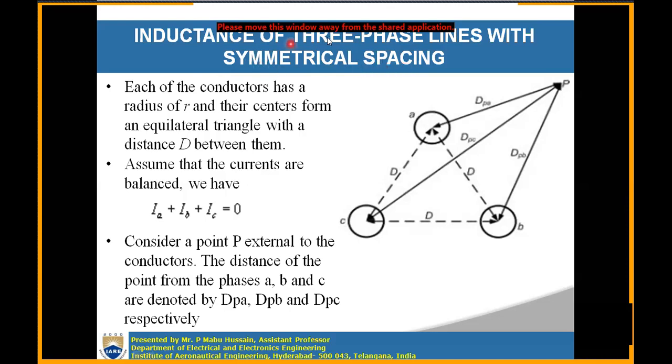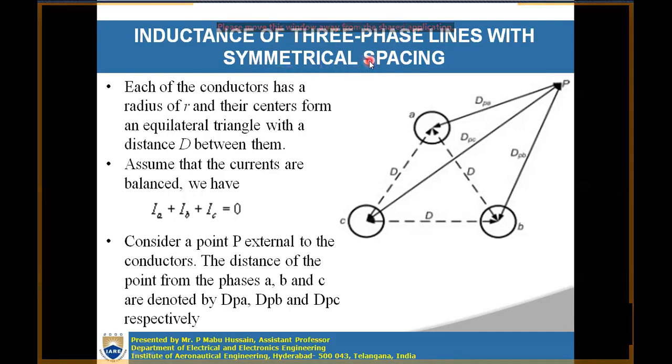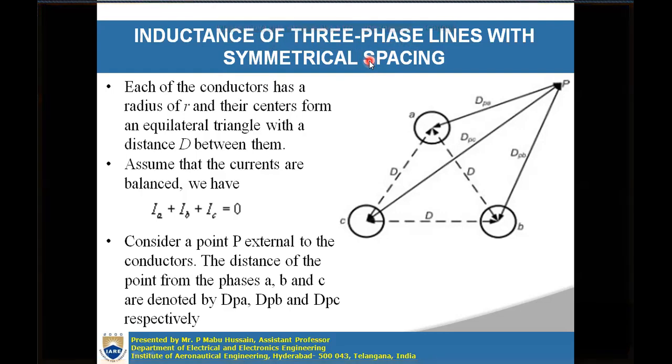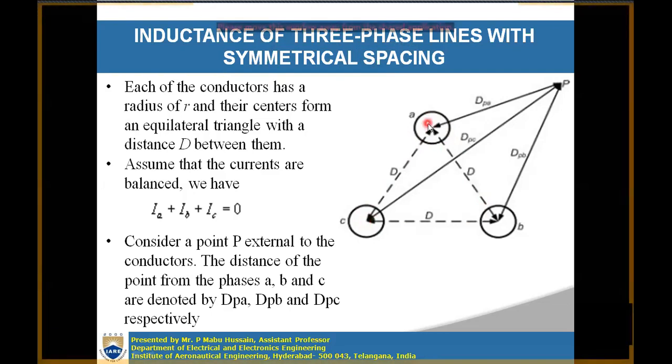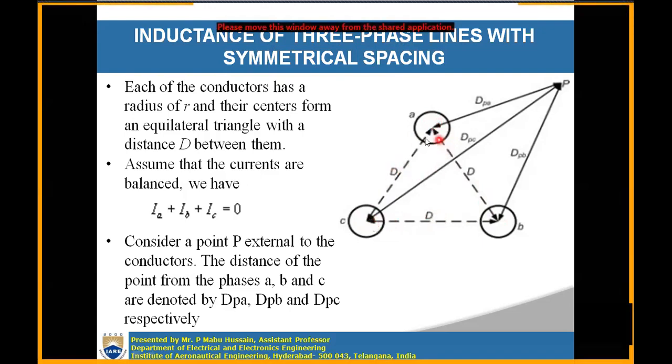You are calculating the inductance of a three-phase line with symmetrical spacing. Symmetrical spacing is nothing but this: if you take any two conductors, the distance between them will be the same. As there are three phases A, B, C, the distance between A and B is capital D, between B and C it is also D, and between C and A it is also D. When the conductors are placed like this, at equidistance, we say that this line is a symmetrically spaced three-phase line.